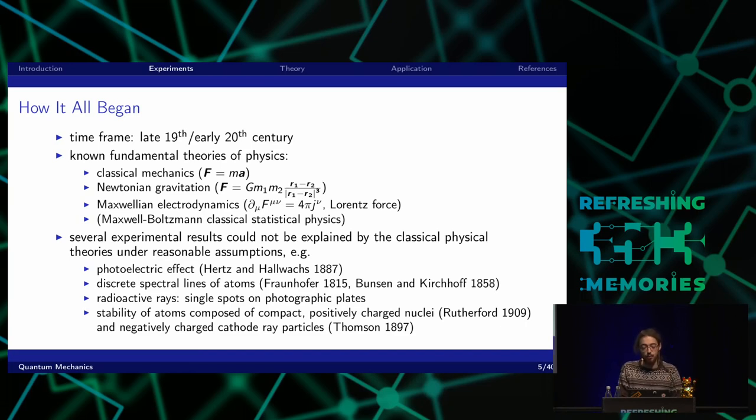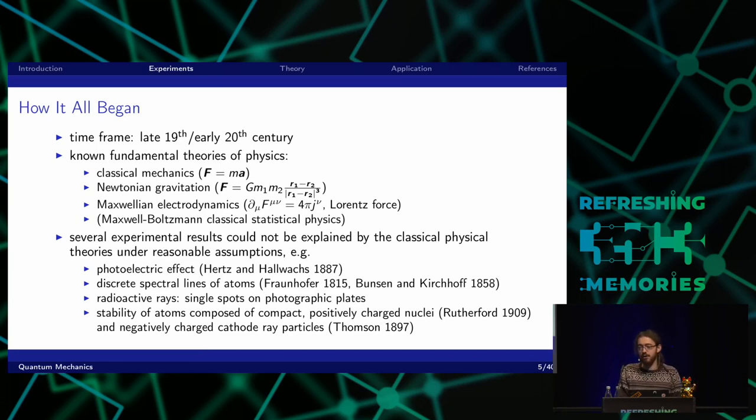And finally, there were the beginnings of the Maxwell-Boltzmann statistical physics, but classical statistical physics is a pain. It doesn't really work. So several experimental results, as said, could not be explained by classical theories. For example, the photoelectric effect discovered by Hertz and Hallwachs in 1887, or the discrete spectral lines of atoms first shown by Fraunhofer in the spectrum of the sun and then studied by Bunsen and Kirchhoff with the so-called Bunsenbrenner. You all know it from your chemistry classes.